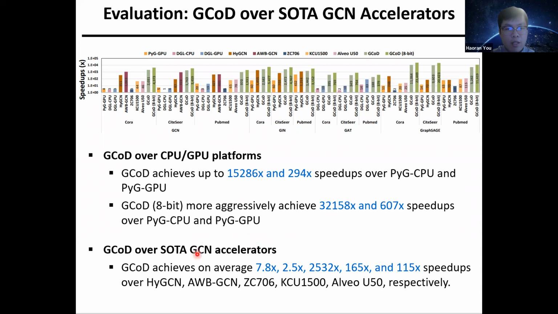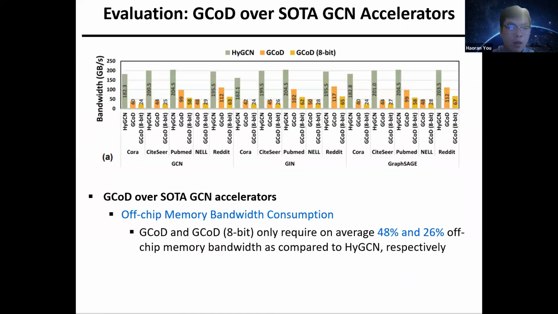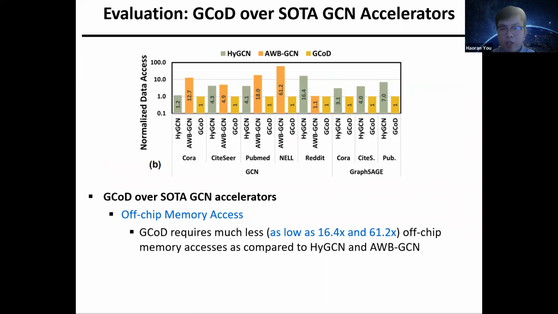And as compared to SOTA GCN accelerators, GCoD can achieve on average 7.8 times and 2.5 times speedups over HyGCN and AWB-GCN respectively. We also compare in terms of off-chip memory bandwidth consumption, where GCoD and GCoD 8-bit only require on average 48% and 26% off-chip memory bandwidth as compared to HyGCN. And in terms of off-chip memory access, GCoD requires much less, with reductions as high as 16 times and 60 times as compared to HyGCN and AWB-GCN.